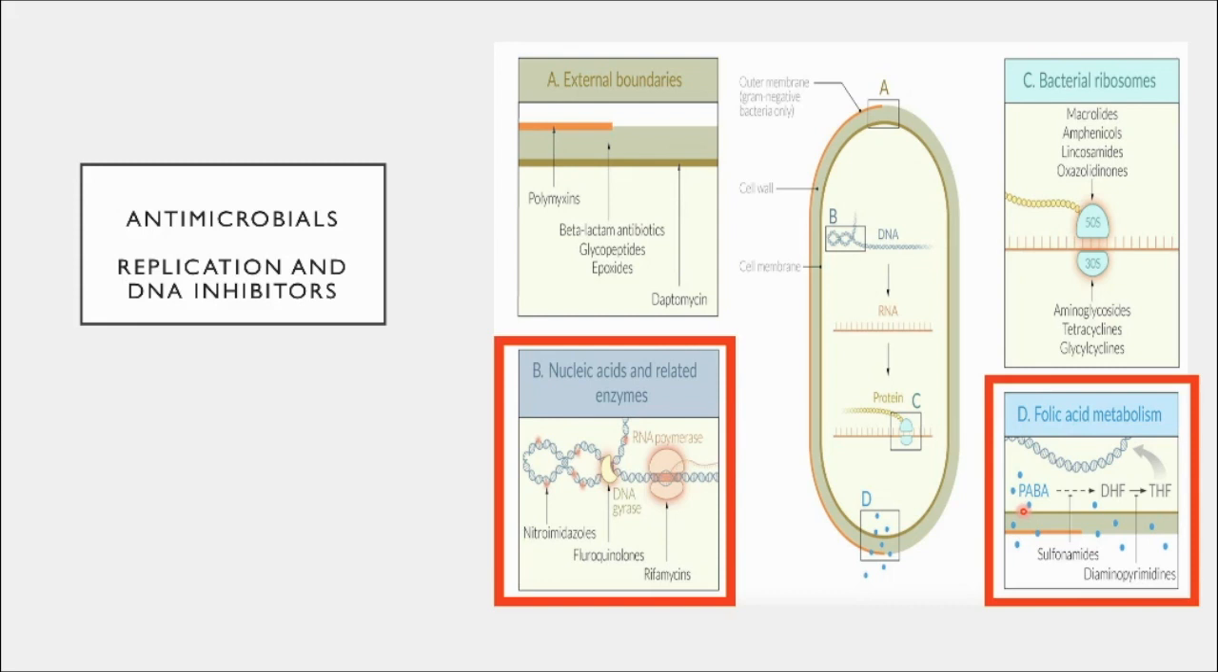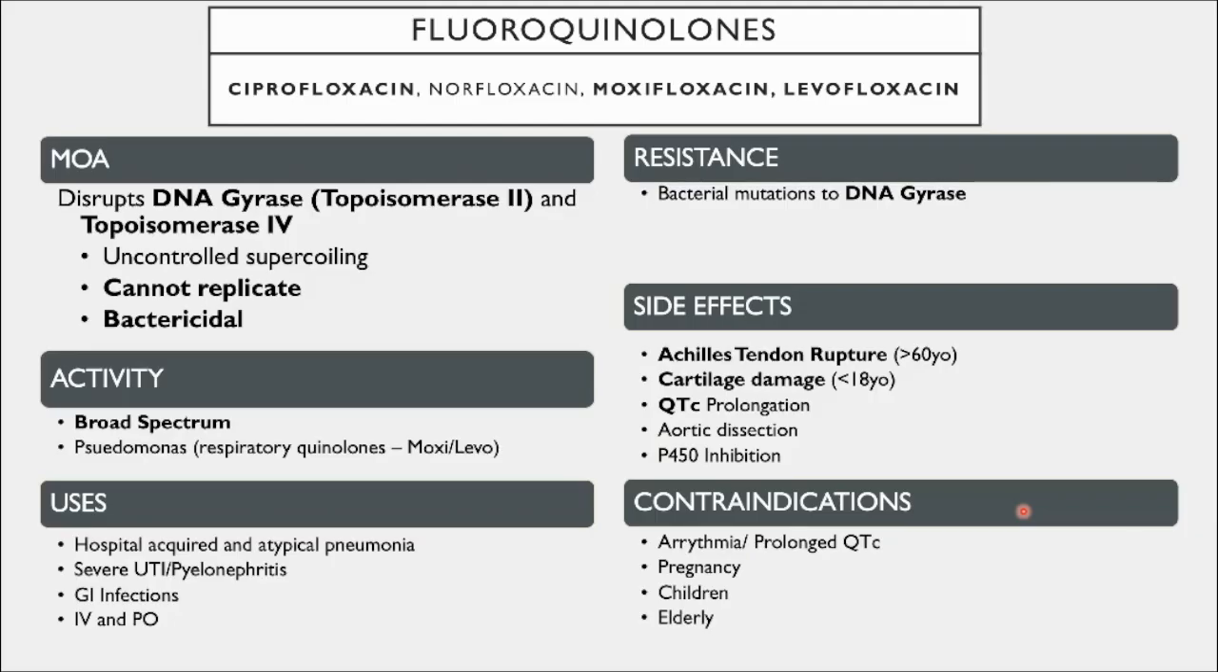Okay, so those are the translation blockers. Now we're going to talk about the replication and DNA blockers. So fluoroquinolones, these you will know as the floxacins, so ciprofloxacin, moxifloxacin, and levofloxacin. These are DNA gyrase and topoisomerase inhibitors. So DNA gyrase is an enzyme in the bacteria that prevents the supercoiling during replication. So if you block this, all of their DNA gets tightly wound up together. It can't replicate and it dies. So bactericidal.